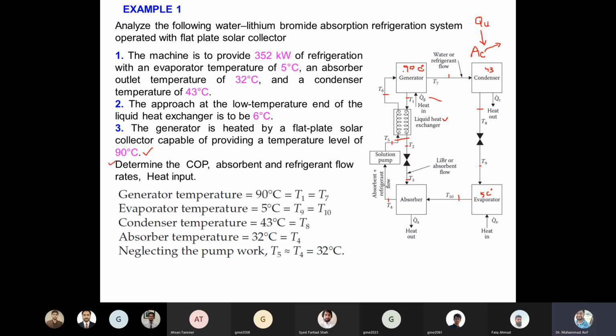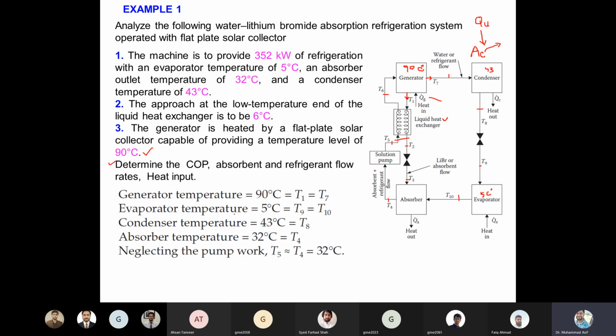So the generator temperature is 90 degrees C. That means whatever is leaving the generator has the same temperature. So T1 is also 90. Similarly, the liquid which is leaving the generator is also 90 degrees C. So basically T1 and T7 are of the same temperature. T1 is equal to T7, which is equal to 90 degrees C.